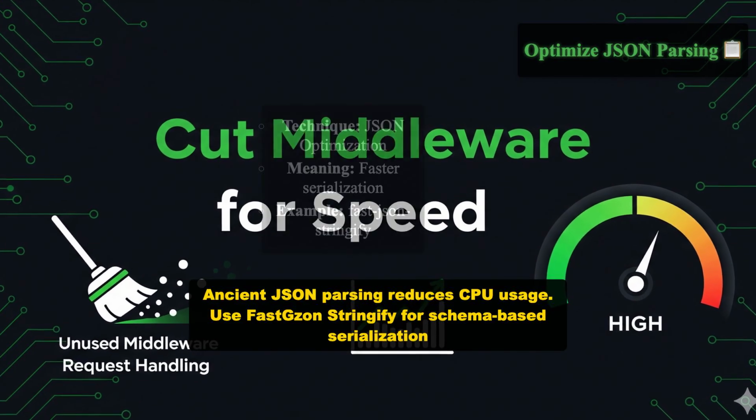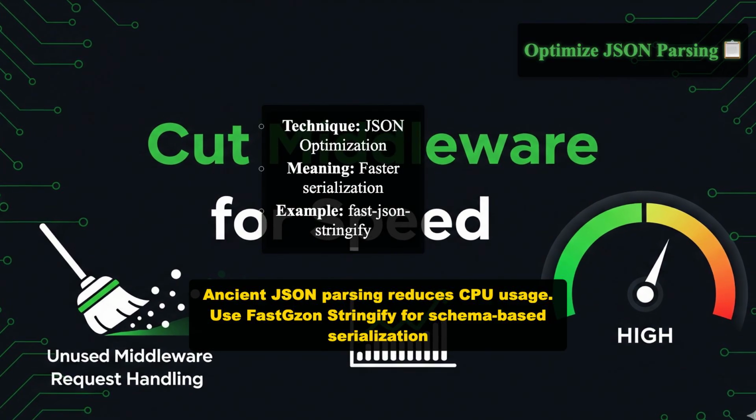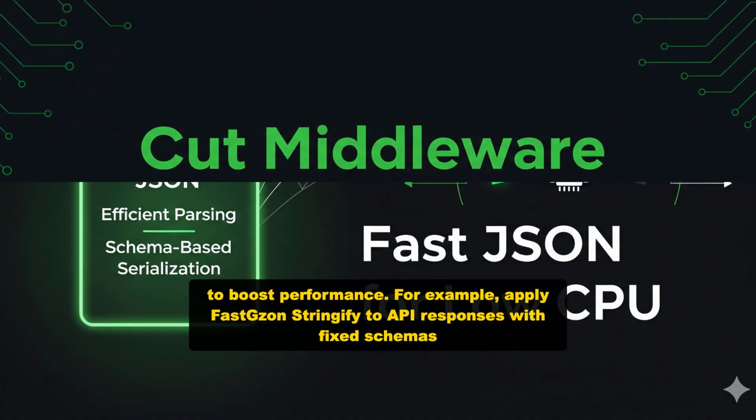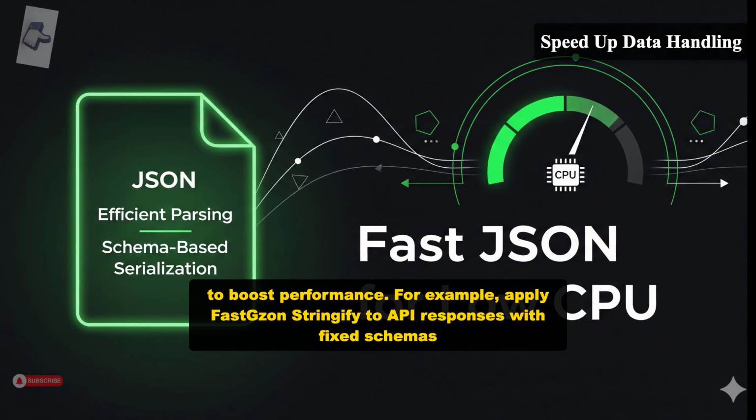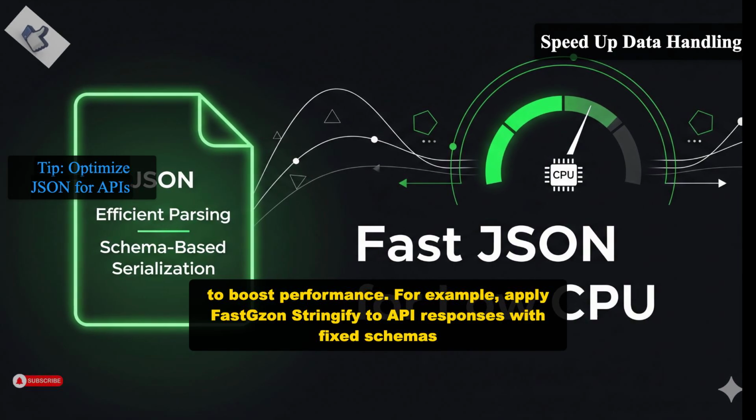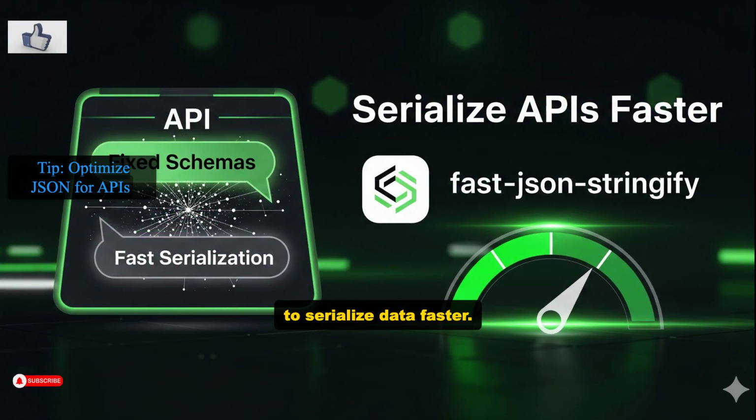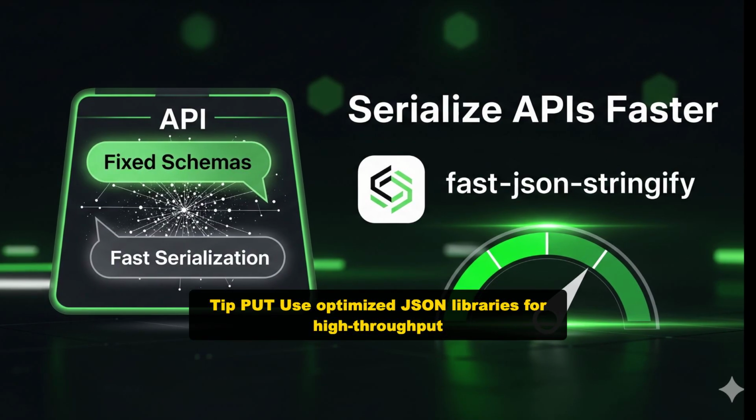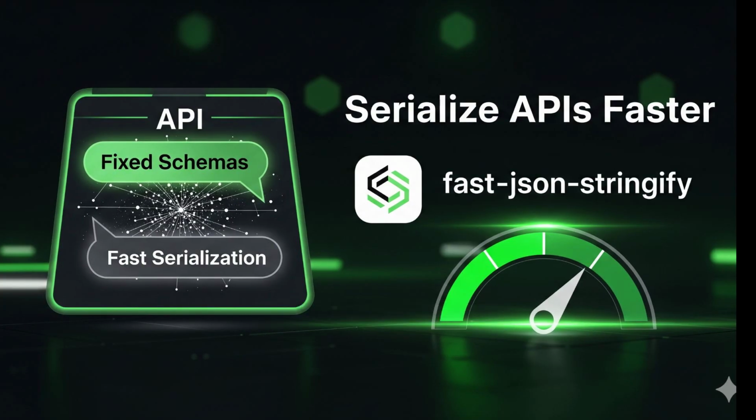Efficient JSON parsing reduces CPU usage. Use fast-json-stringify for schema-based serialization to boost performance. For example, apply fast-json-stringify to API responses with fixed schemas to serialize data faster. Tip: Use optimized JSON libraries for high-throughput APIs to save processing time.